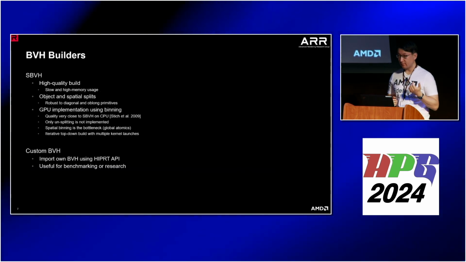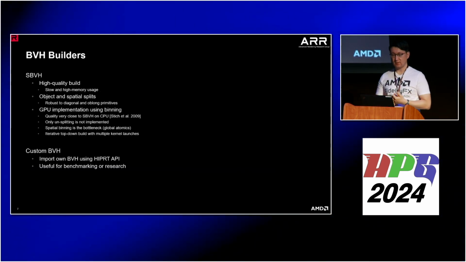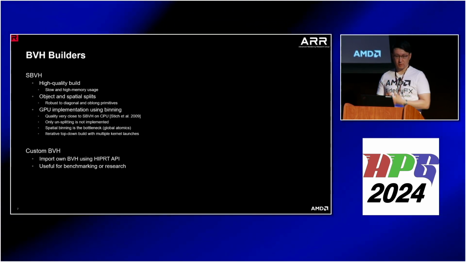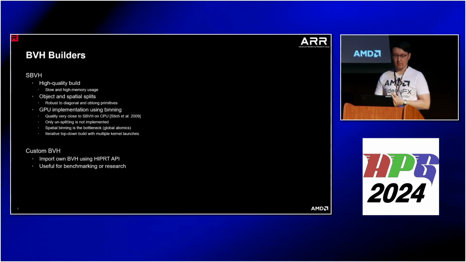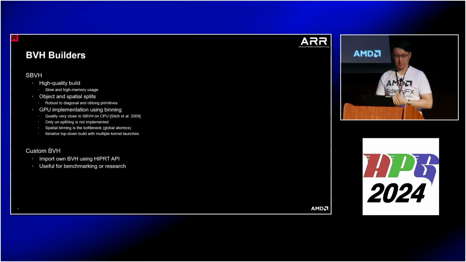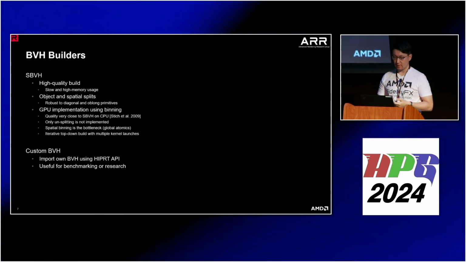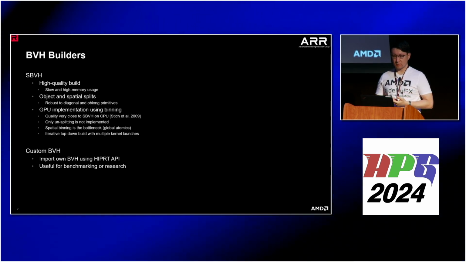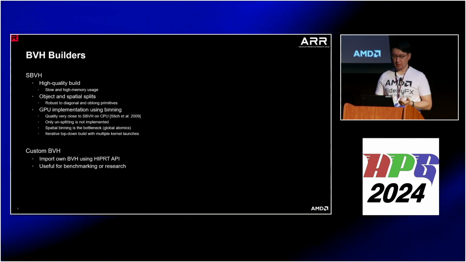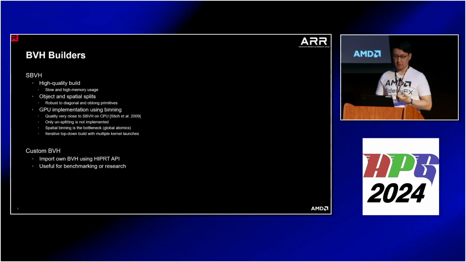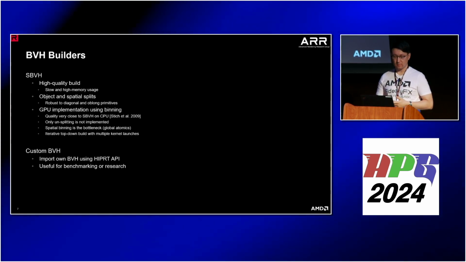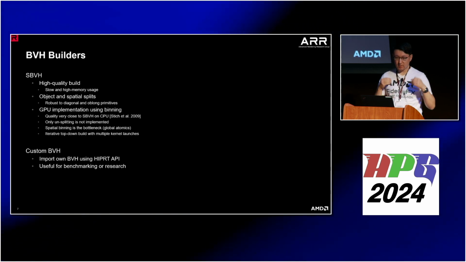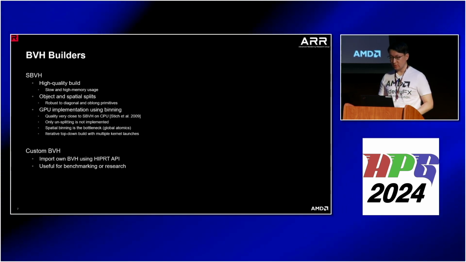The last option, high quality build, as you can guess, is if you really aim at the highest possible quality at the cost of higher construction times and also higher memory consumption. Our algorithm is based on the SBVH algorithm originally proposed by Stich and colleagues. Originally it was just a single-threaded CPU algorithm, and we tried to reformulate it for GPUs.